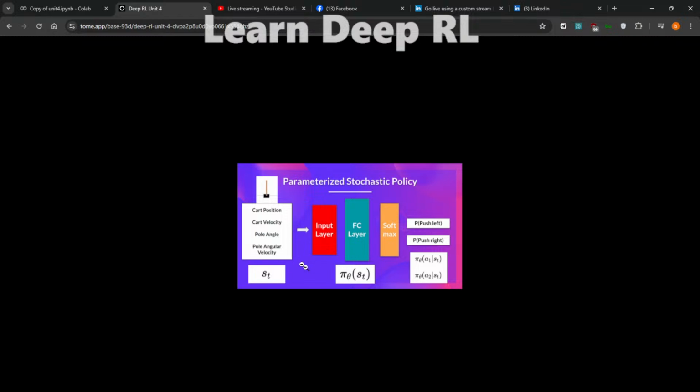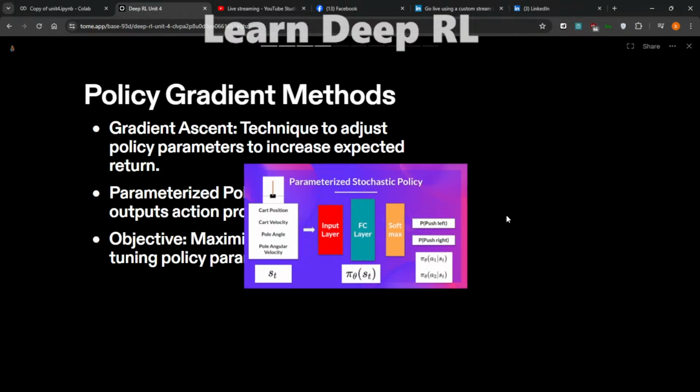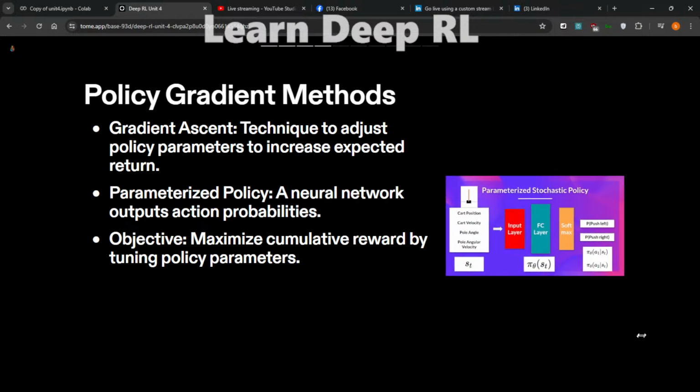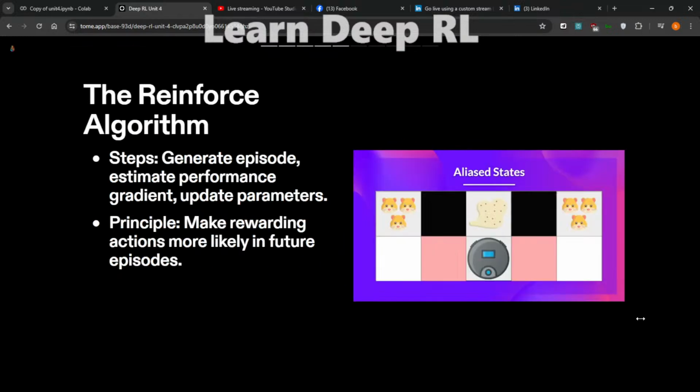It'll go into the input layer, followed by a fully connected layer. So we have our policy with our parameters at that state at that time, and our softmax, and we have a certain probability for pushing left and a certain probability for pushing right. So that is policy gradient methods.